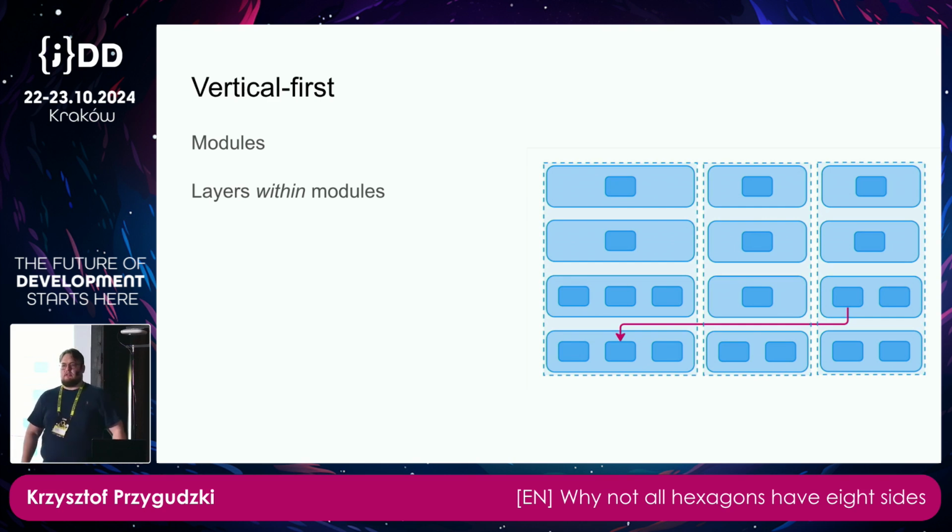The alternative is actually to go a step back and start by dividing this application into vertical slices. So we can divide our application into modules. Use the vertical-first approach, slice it into modules, and only then apply the layered architecture, or whatever other application architecture we want, later on, within the boundaries of those modules.